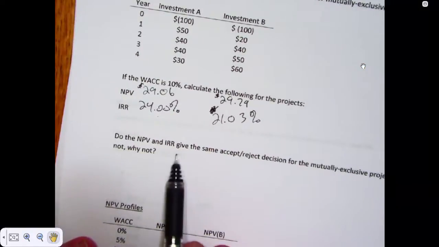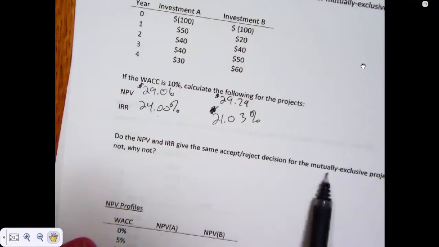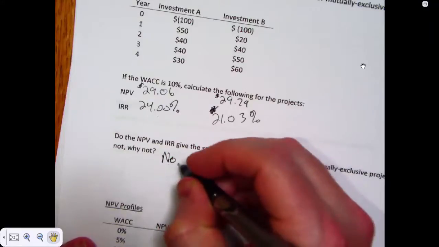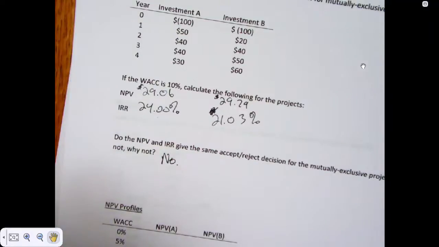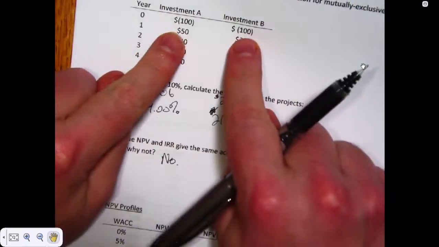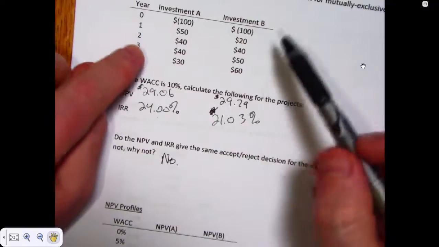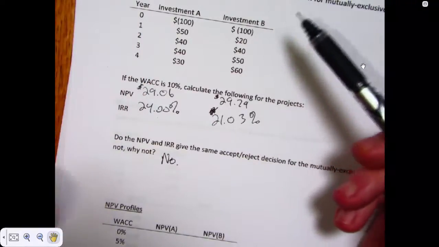So do the NPV and IRR give the same accept-reject decision for the mutually exclusive projects up here? No. Why not in this case? There are two general reasons why they wouldn't. One reason, which is not the case in this situation, is that the size of the projects can be different. If you've got one project that's much larger than another, with different initial investment amounts and different sizes of cash flows, then we would almost expect NPV to be larger for the bigger project.